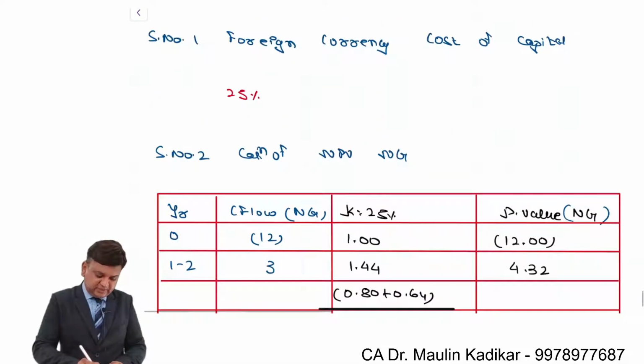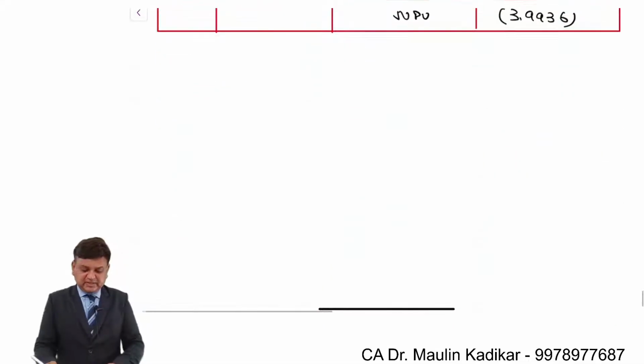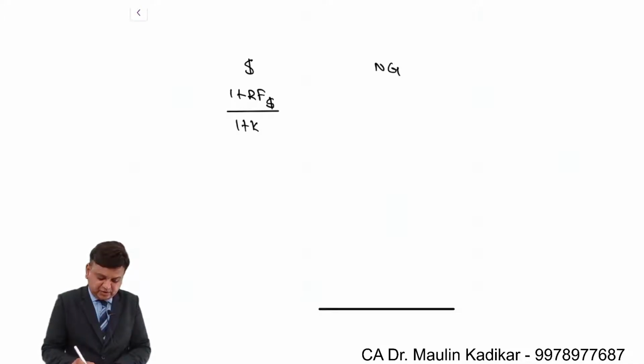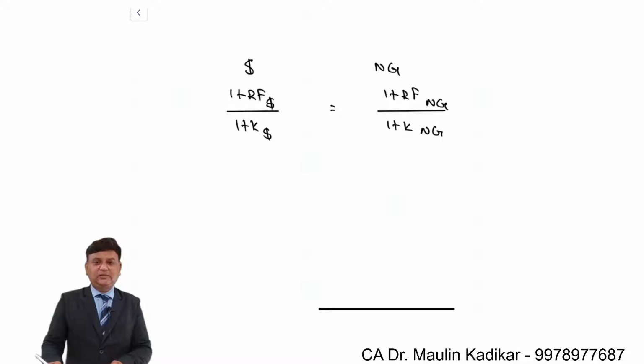On a request of a student, I am giving explanation of this 25% in detail. So understand in detail why it is 25%. We understand like this: dollar and Netherlands guilder. 1 plus risk-free rate of interest for dollar currency divided by 1 plus cost of capital for dollar currency is equal to 1 plus risk-free rate of interest for Netherlands guilder currency divided by 1 plus cost of capital for Netherlands guilder currency. This is the equation that we understand.